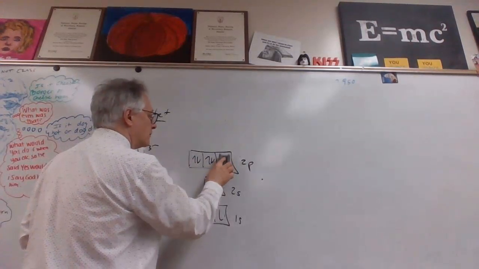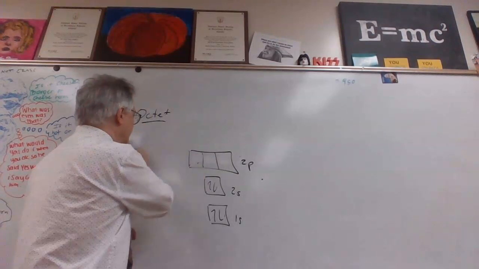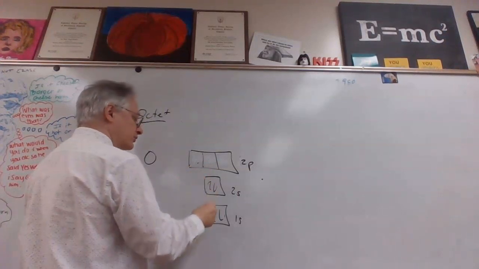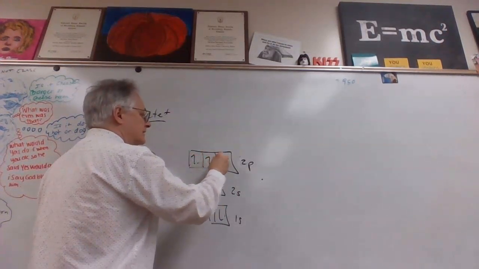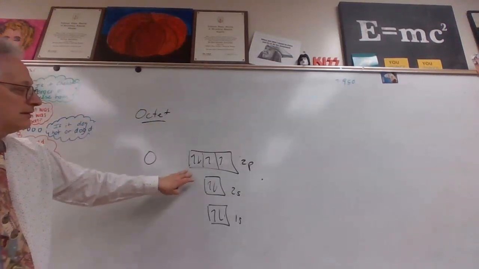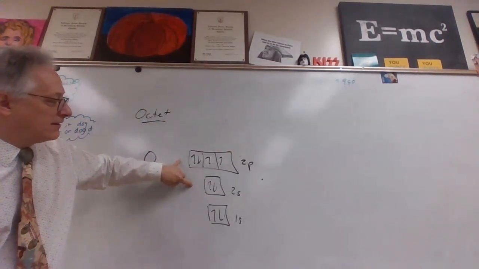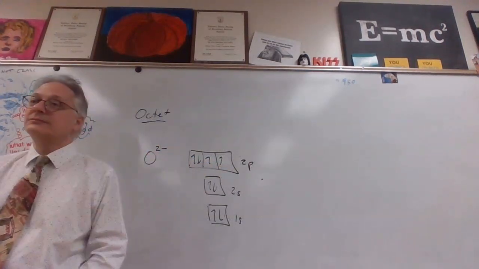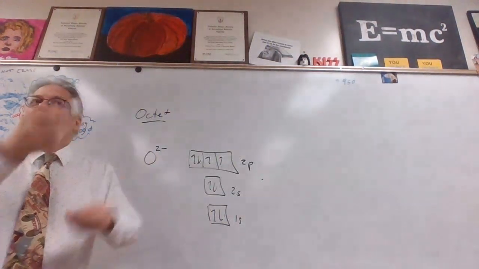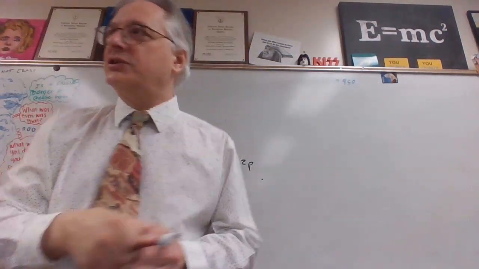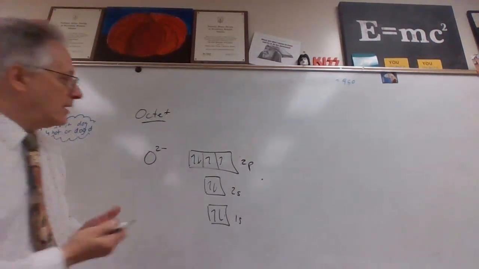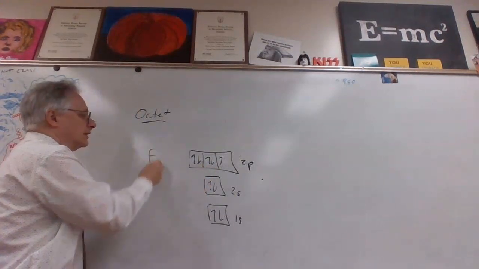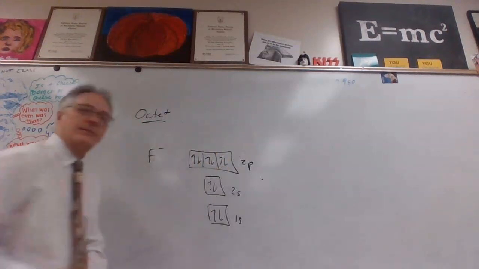Take a look at oxygen. Oxygen has 8 electrons, 1, 2, 3, 4, 5, 6, 7, 8. And in order for the valence shell to have the full octet, you'd have to gain 2 electrons, and that accounts for the -2 charge. So this is why I told you at the beginning of the year, just learn the charges these things get, and I told you I'd explain it later on. Fluorine. It needs 1 electron to complete its octet.